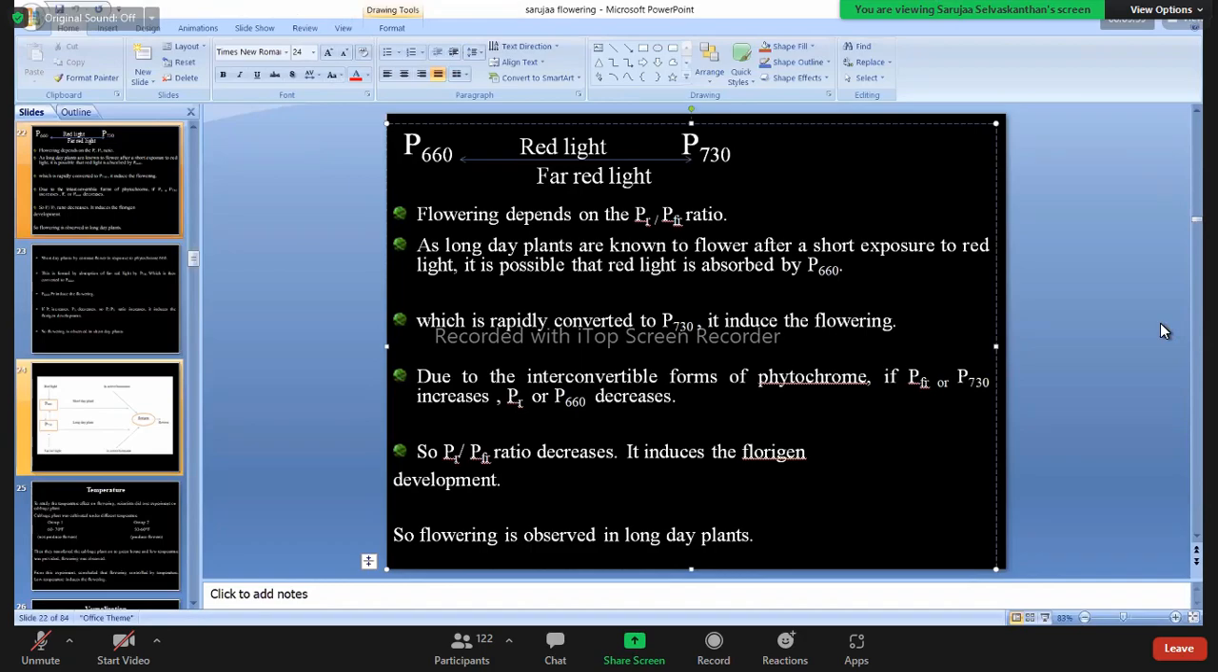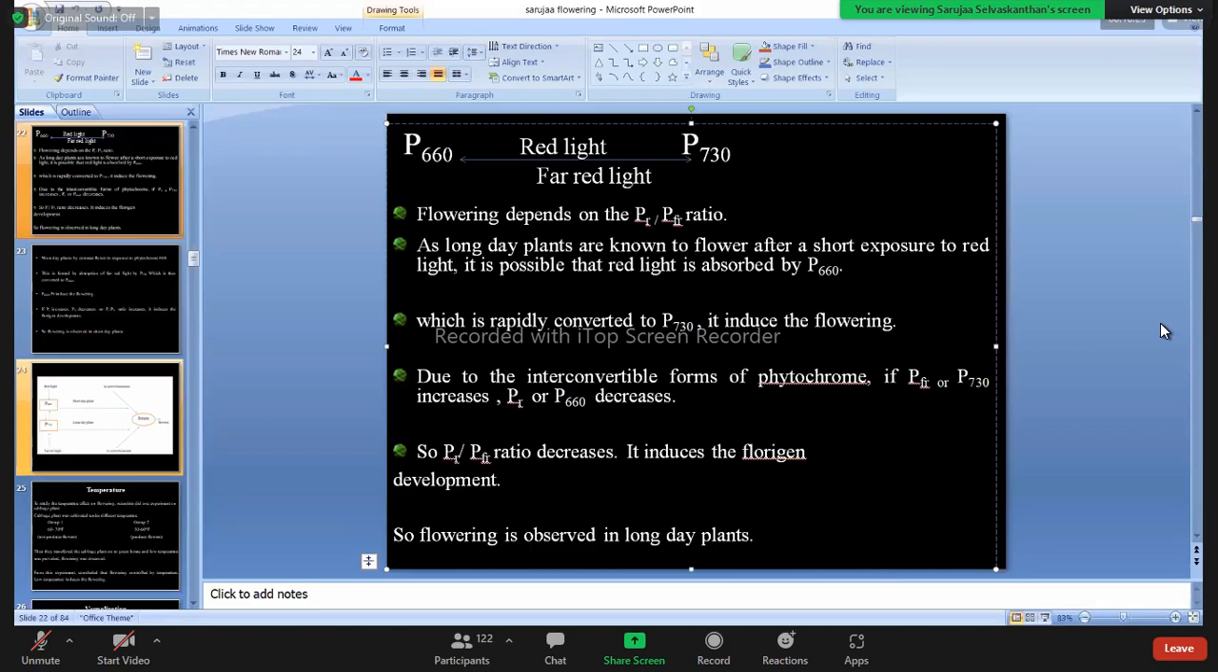Vernalization treatment to seeds: first, how to do it? Take the seeds and wet them with water. Then provide low temperature by keeping them below 4 degrees Celsius, which means freezer temperature. Then we have to dry the seeds and thereafter plant them in the field.